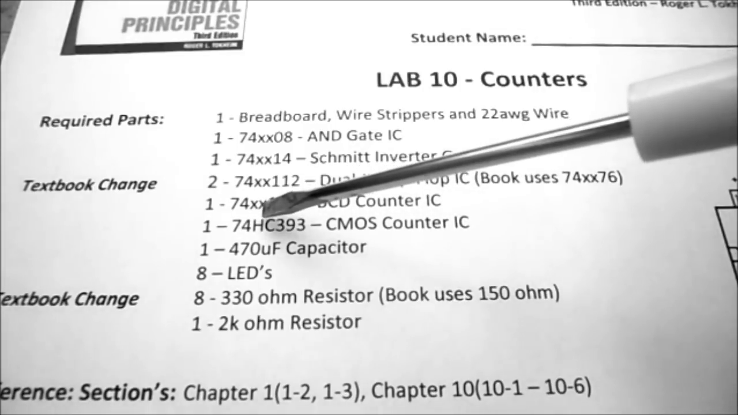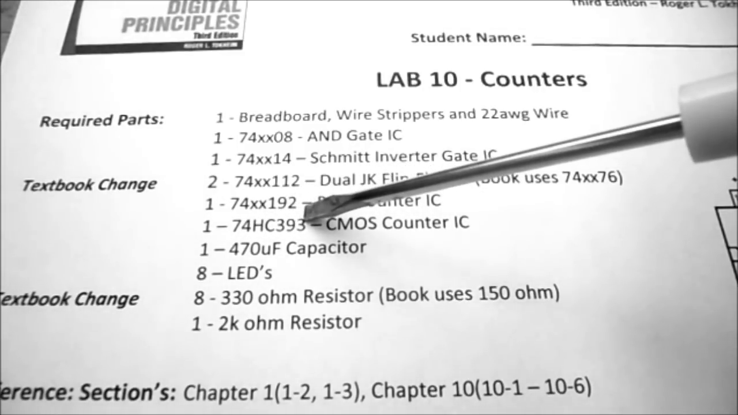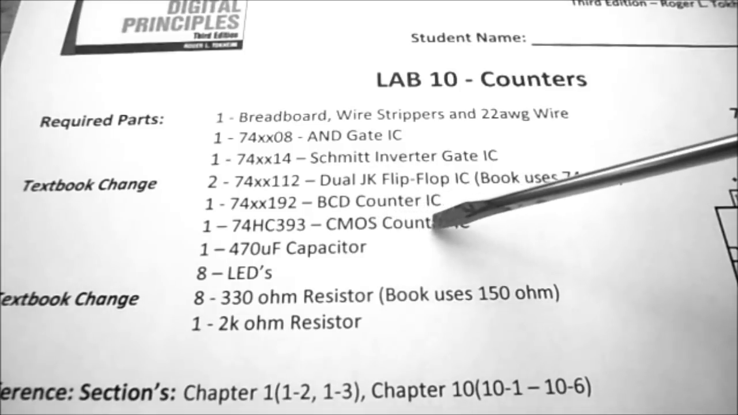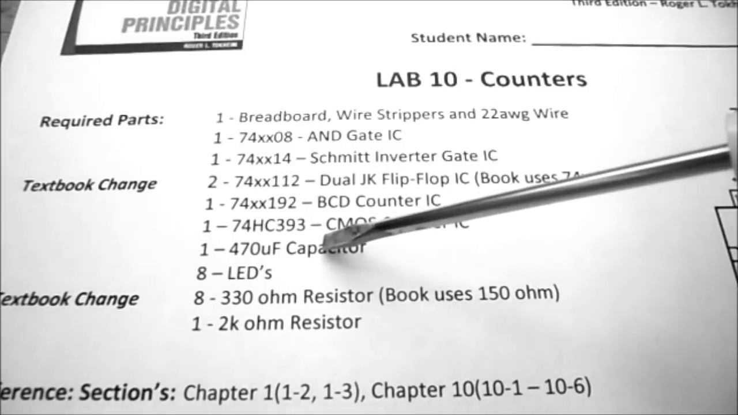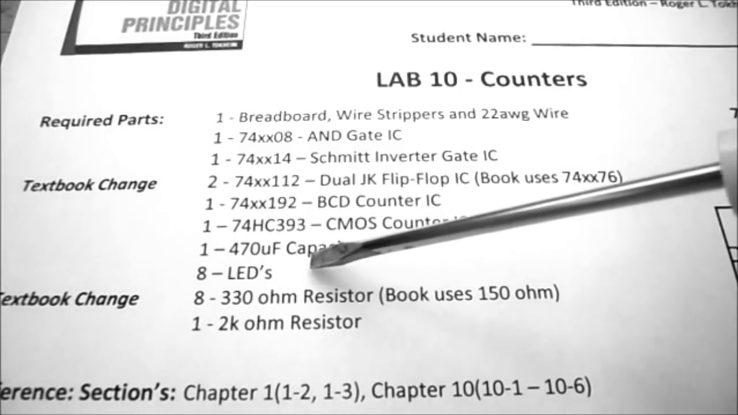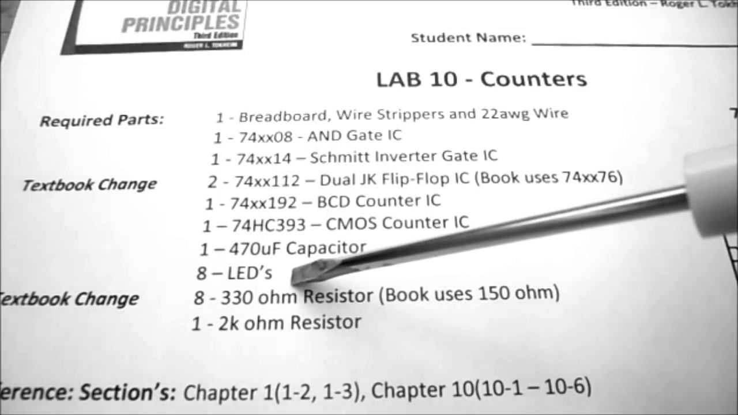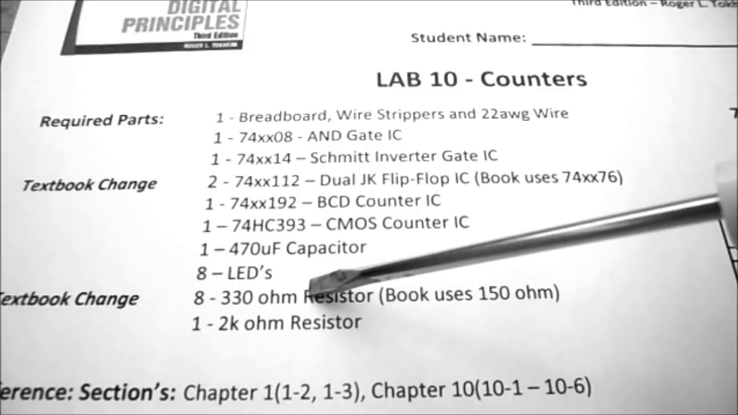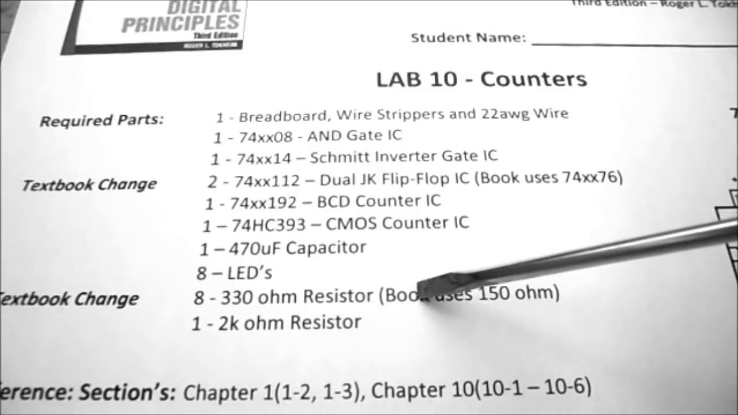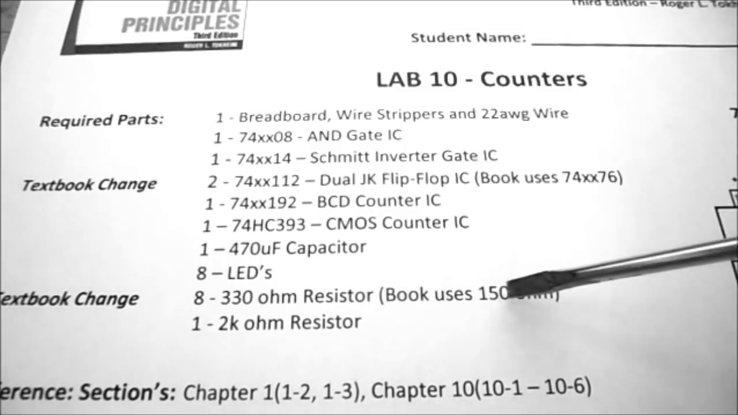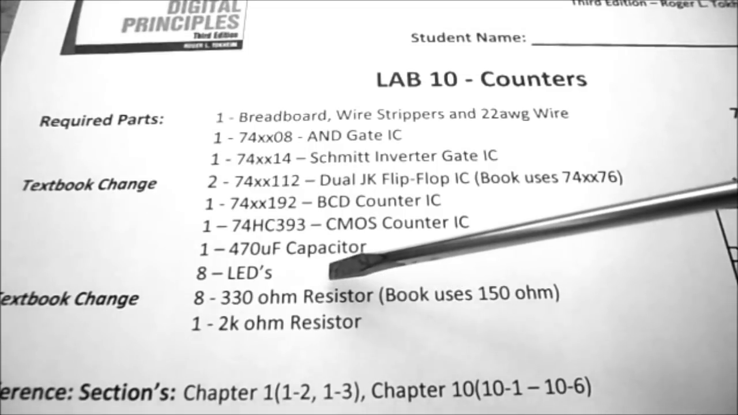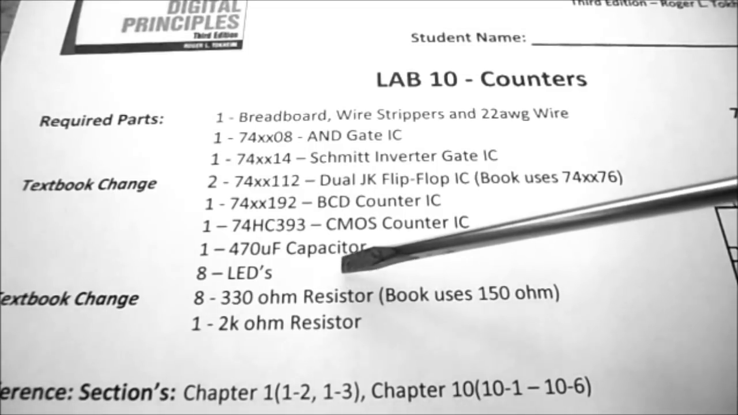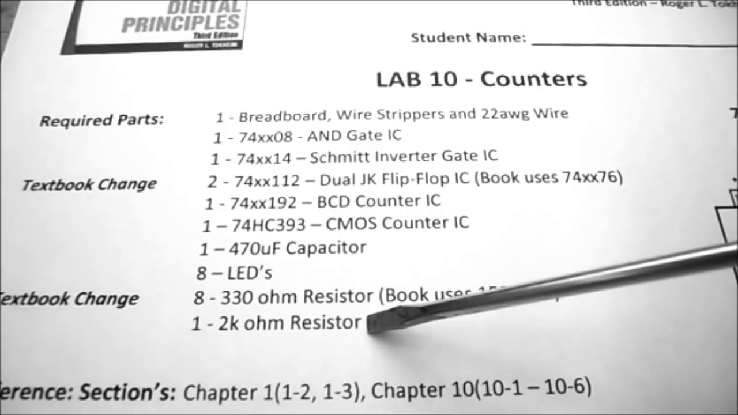And we're going to be using the 74393, which is a CMOS counter IC. We need our 470 microfarad capacitor. We need 8 LEDs. We need resistors to go with them, and they're 330 ohms. Even though the book uses 150 ohms, we want ours to last a little bit longer. And we need a 2K ohm resistor.